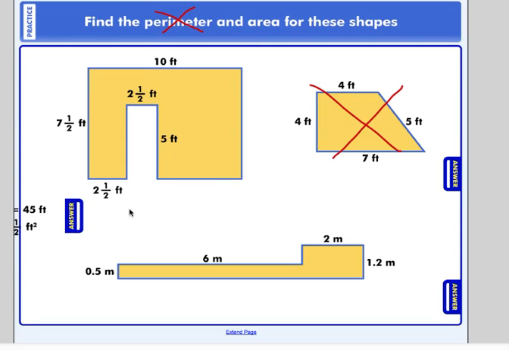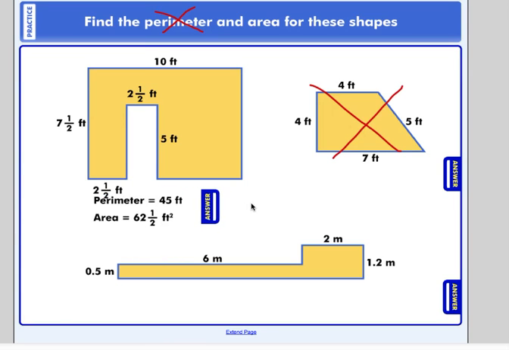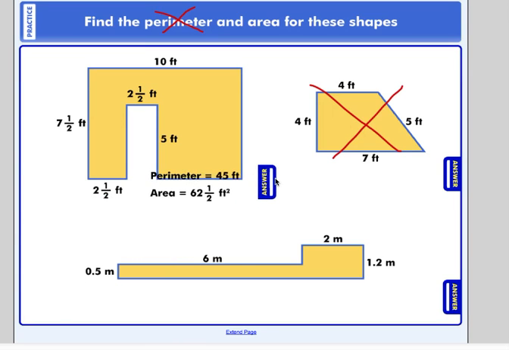Now let's see what you got for your answer and if it was right. We're disregarding the perimeter for now. Did you get 62.5 feet squared? Or maybe 62.5 on your calculator? Excellent. And how about this bottom one here?